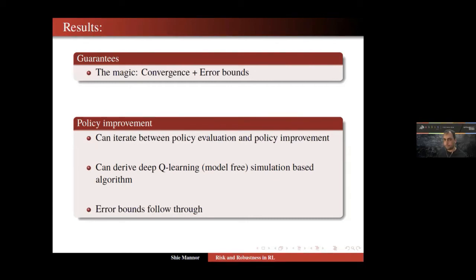Shie, there are a number of comments and questions. Would you like to take them? Yes, now would be a good time, actually.